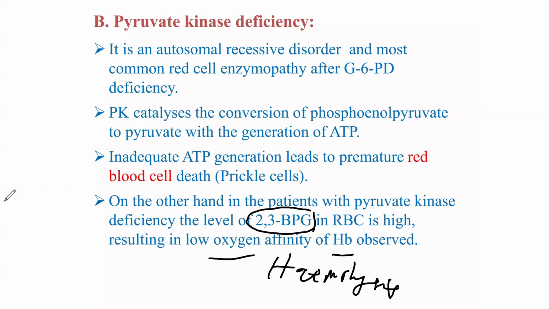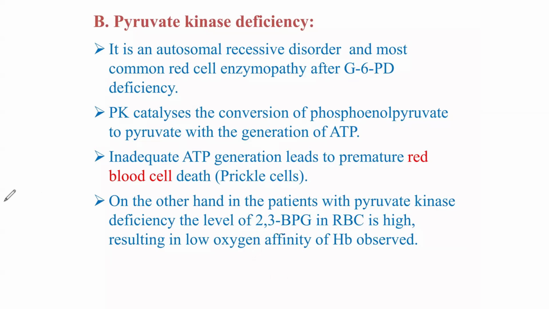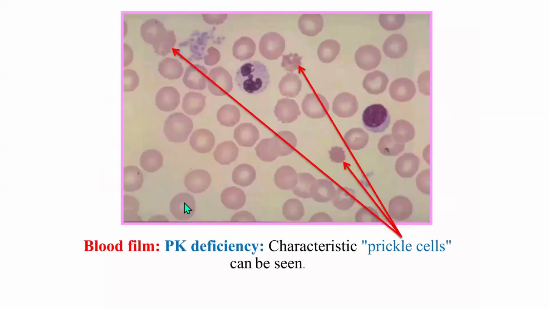So the next thing that we are going to look at is the prickle cell. Look at what happened here. This is a blood film. So we have pyruvate kinase deficiency, whose characteristic actually leads to the production of prickle cells. We can see clearly, these are the prickle cells due to pyruvate kinase deficiency.